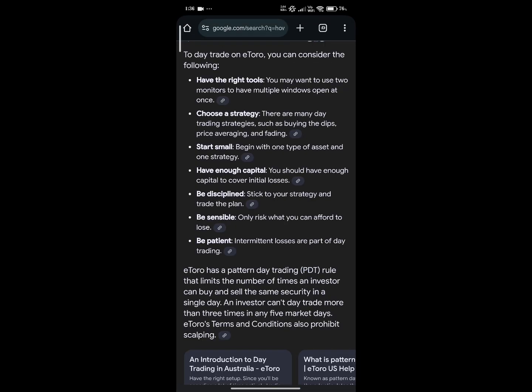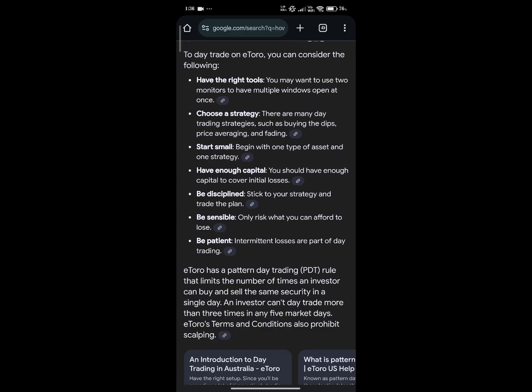First is to have the right tools, wherein you may want to use two monitors to have multiple windows open at once. With this, you need to strategize on how you are going to day trade on eToro. There are many day trading strategies such as buying the dips, price averaging, and fading.